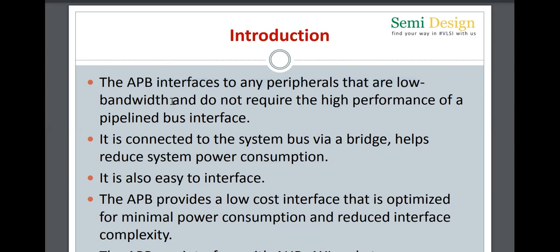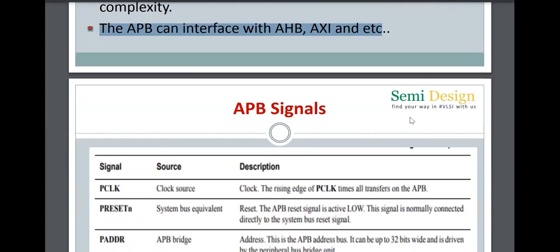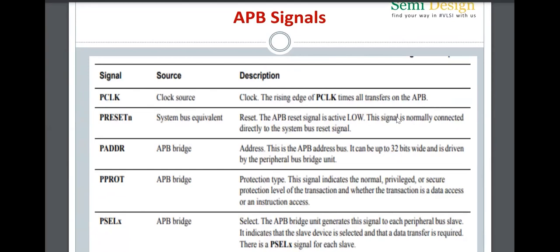And it is a low performance APB interface. It has low bandwidth, nothing but low performance, and it is connected to the system bus via a bridge that helps to reduce the system power consumption, and it is very easy to interface, and it is a low cost interface to optimize for minimal power consumption, and the APB can interface with the AHB or AXI by using the bridge. Okay, now we'll see what are the different signals in an APB.